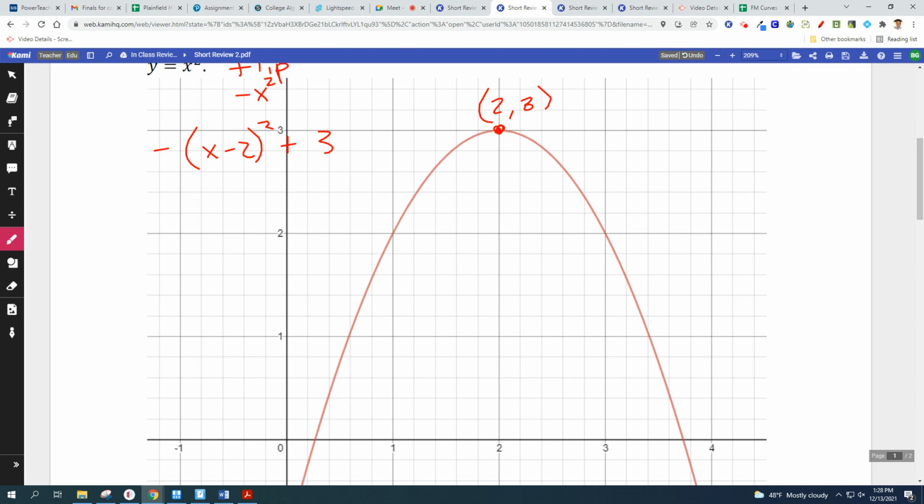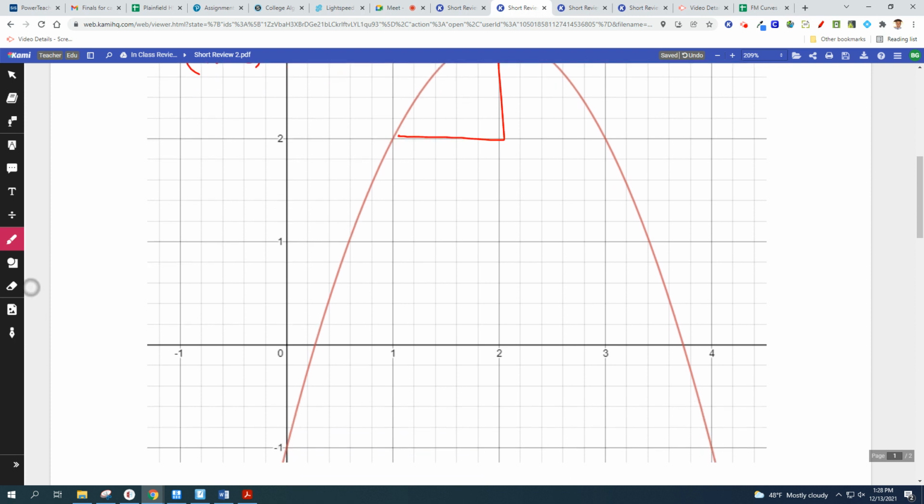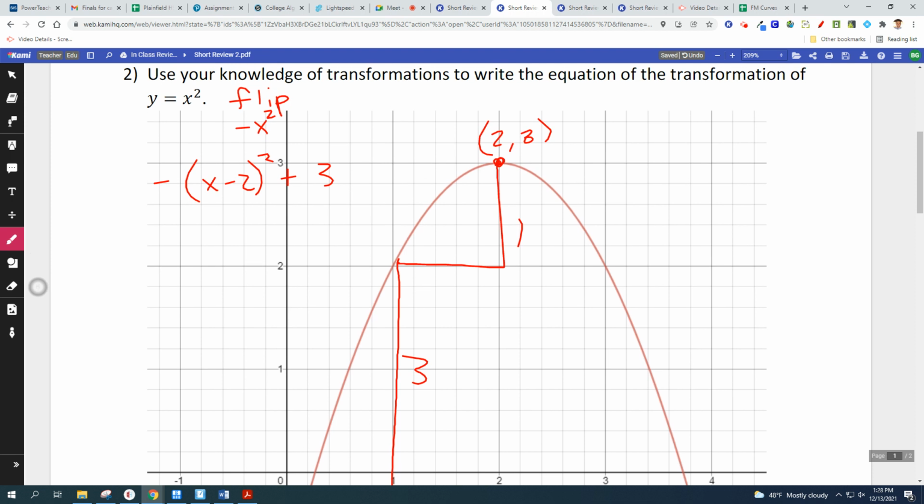Only thing left is to see if there's any kind of scale factor. So notice the scale, I'm going down 1 and over 1. I'm going down 1, 2, 3 and over 1. That's going to be your typical 1, 3, 5 pattern. So we don't need to put a stretch factor in there. It's just a scale factor of 1. It is a flip. It is shifted right and up. There's the equation. All right, so transformations.